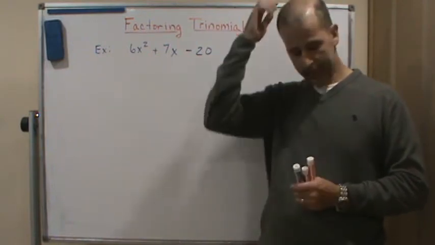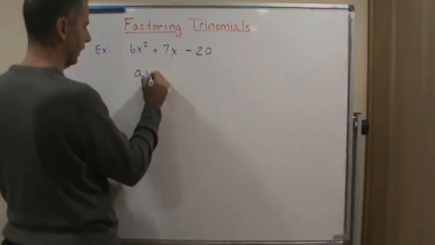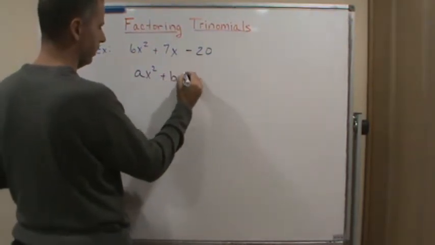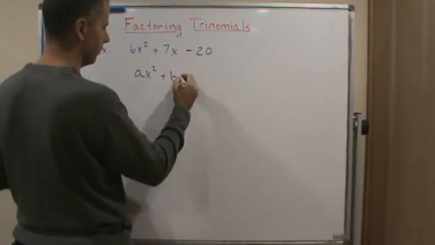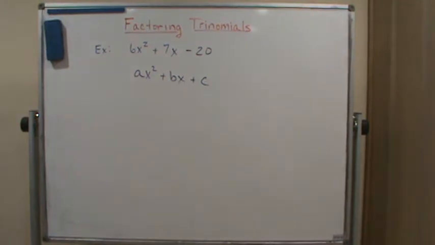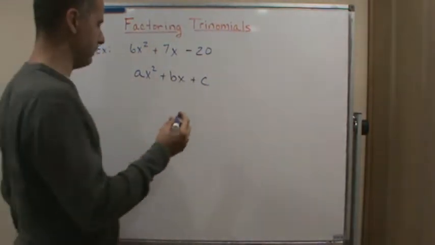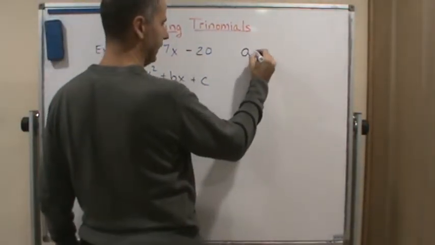The way this works is we first start with the general form, ax squared plus bx plus c. If you look at that, we want to find two numbers whose product is a times c, and whose sum adds up to b. So we're going to take the product AC, which is why it's called the AC method.